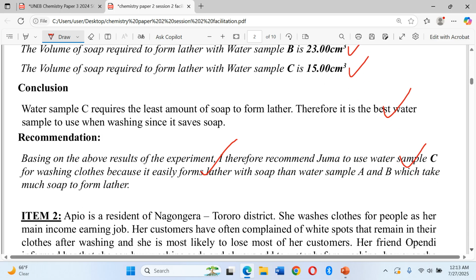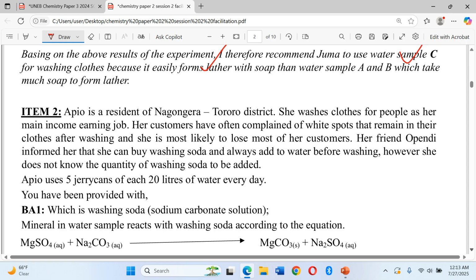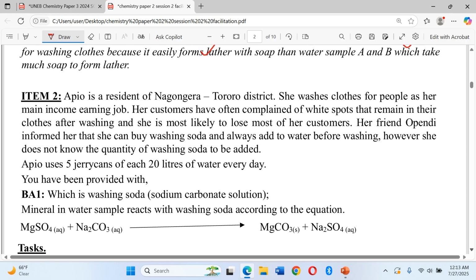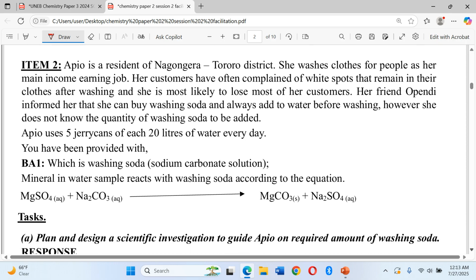So please, what you need to do is to read the scenario very well, and then you'll be able to respond very well. Let's look at our second item, still under water, hard water. What is the difference between this item and the previous one? Read through and find out the difference. Let's read through together.